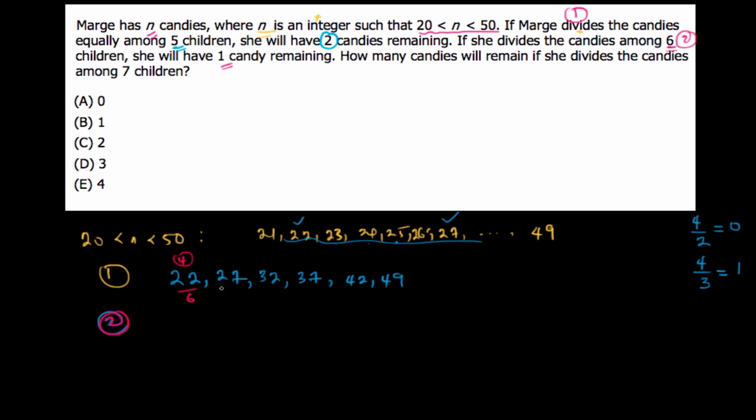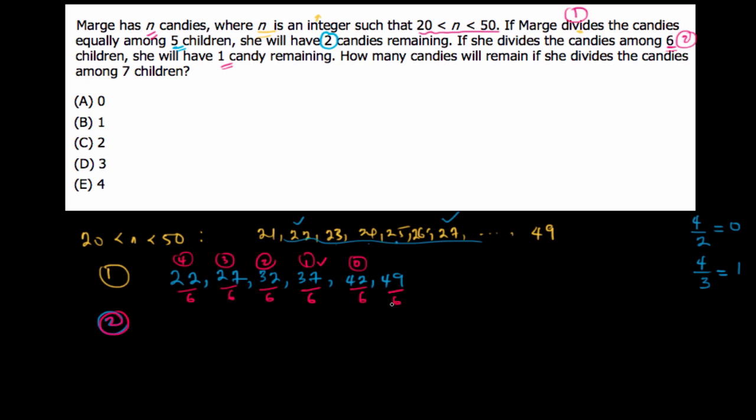It doesn't pass. When you divide 27 by 6, it's going to be 6 times 4 is 24. So you have a remainder of 3. It does not pass. If you divide this by 6, this is 30, that's going to be 2. You have a remainder of 2. If you divide 37 by 6, this is going to be 36. You have a remainder of 1. So this passes. Then 42 by 6, you have a remainder of 0.